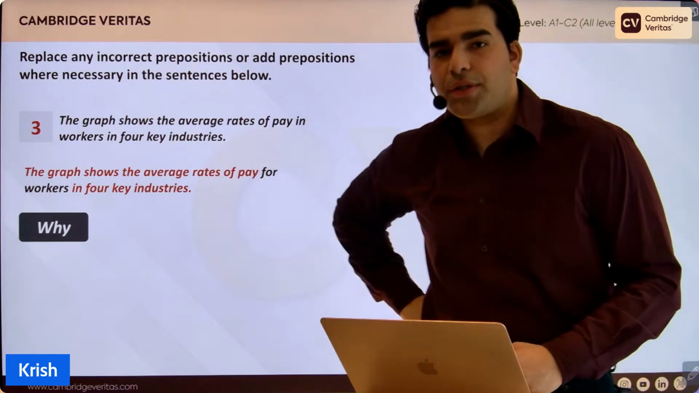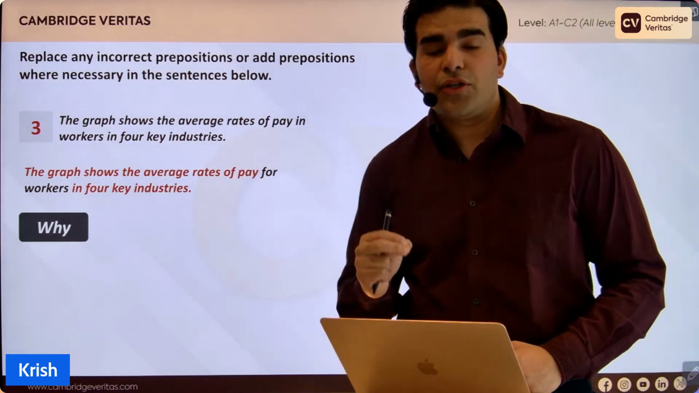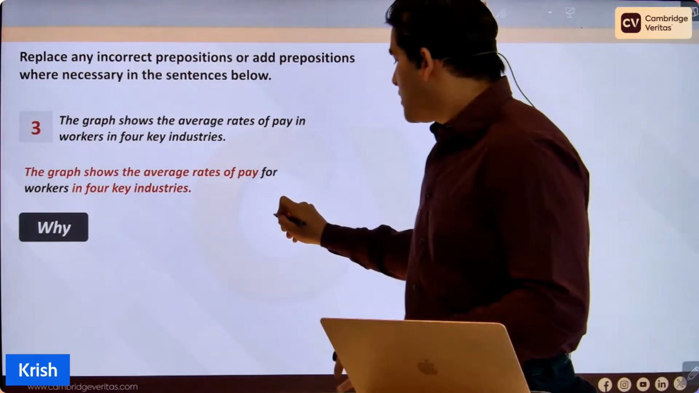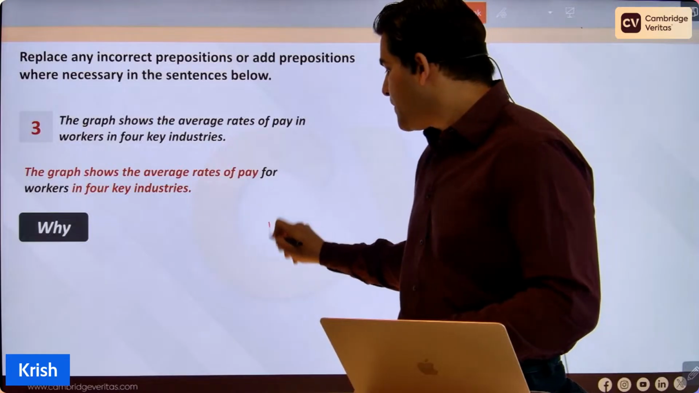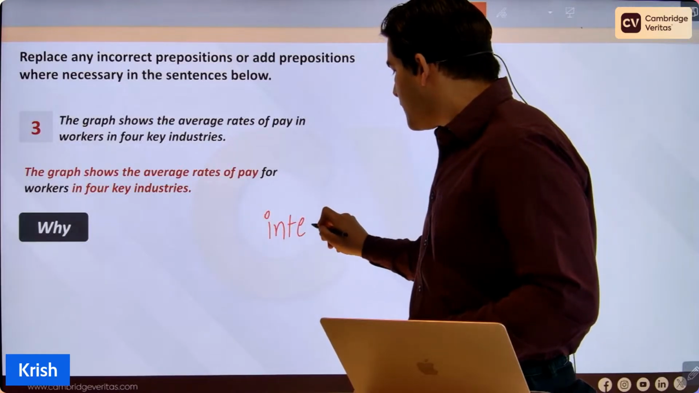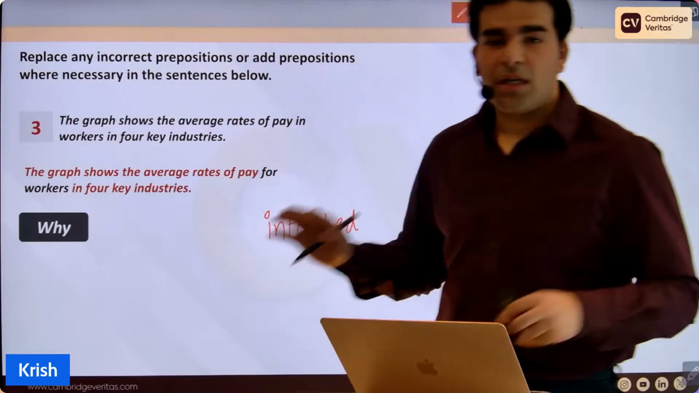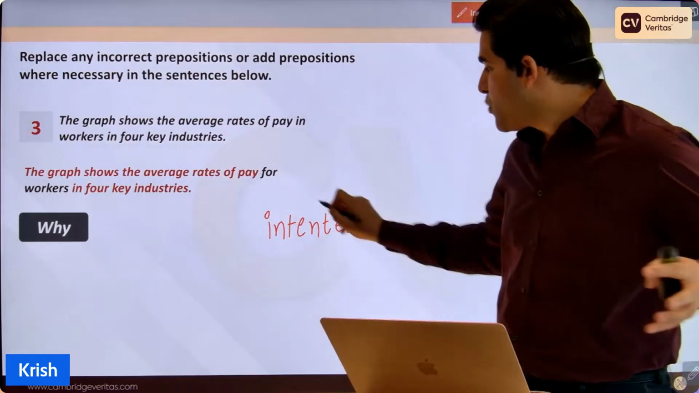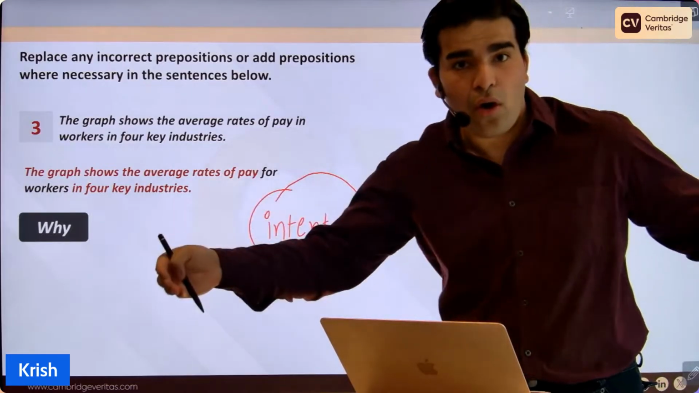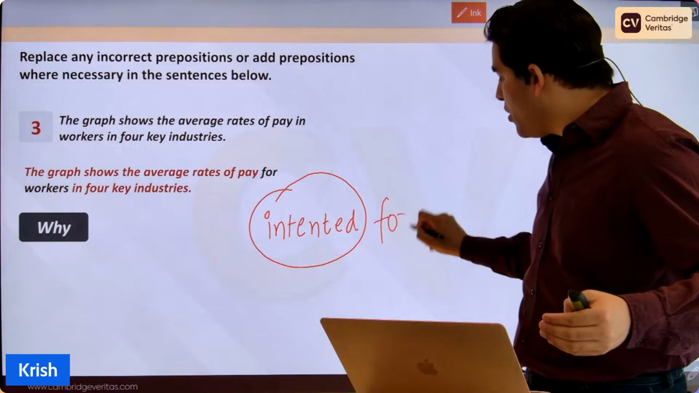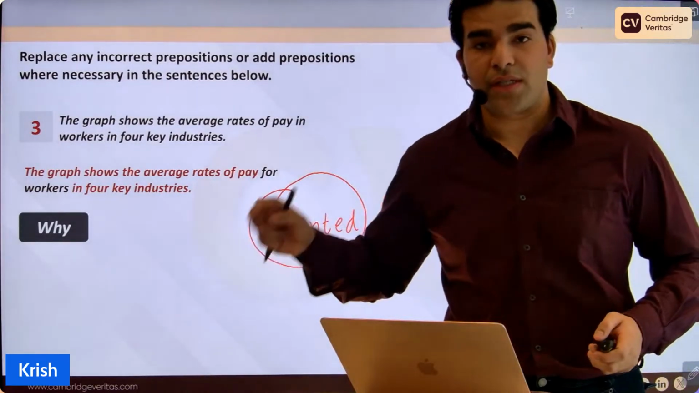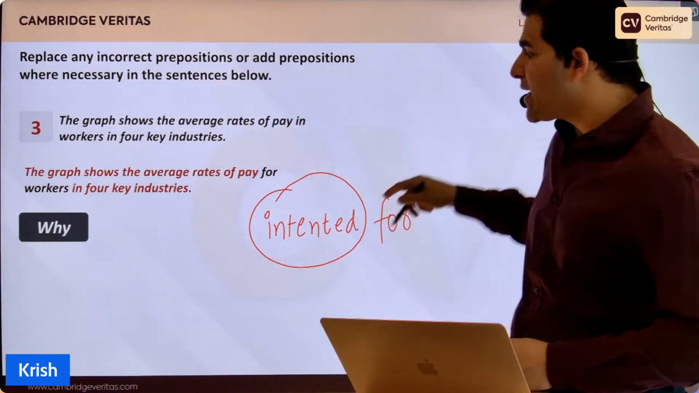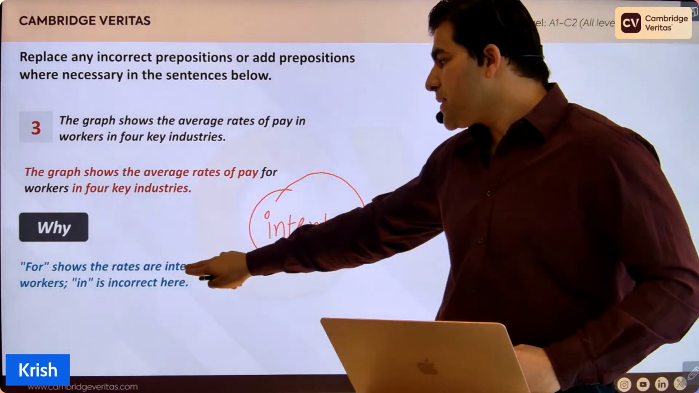I want to ask you a simple question. Whenever you're writing a sentence, talking about intention, what is something intended for? Whenever it is about who is it for, what is it intended for, we do not say of students or of workers, we say for workers. Once again, for workers. So, the correct answer is for workers.